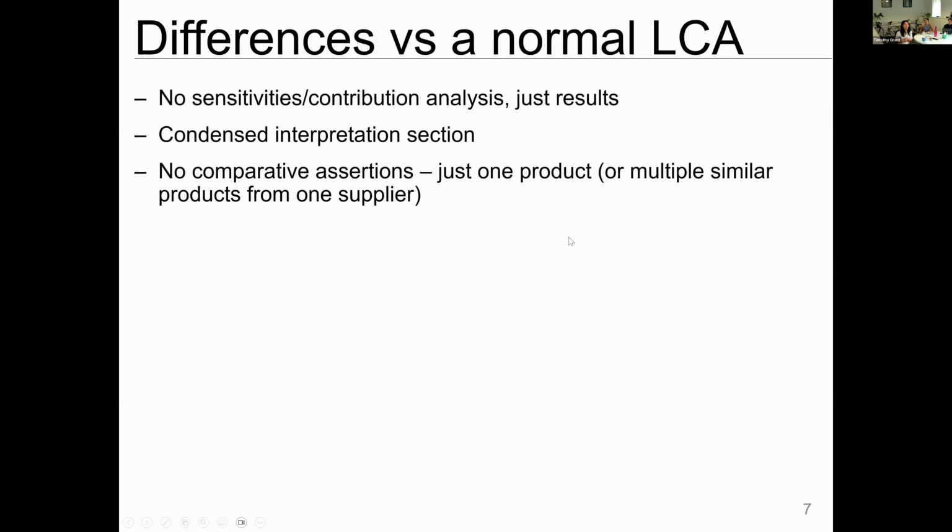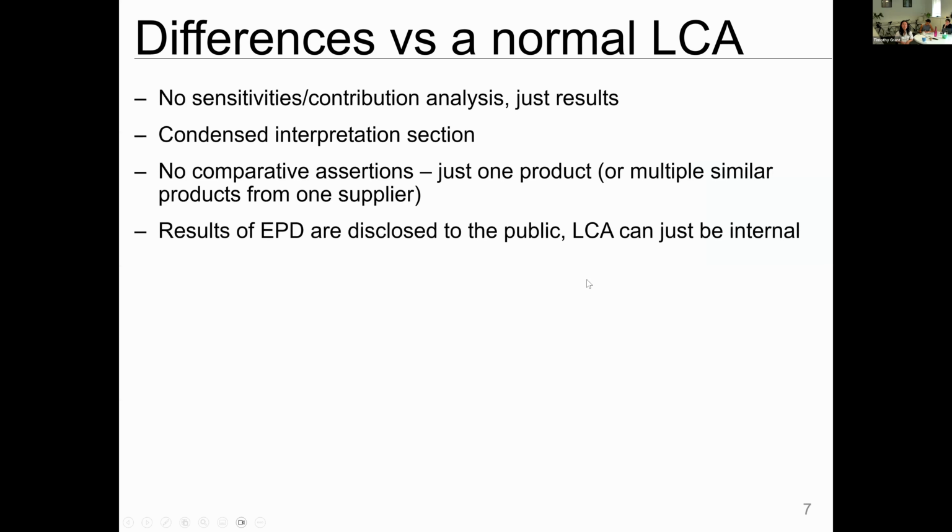So there's no comparative assertions in an EPD. You could have a comparative LCA, but an EPD is just for one product or multiple similar products from one supplier. So you wouldn't have one supplier have a range of their products in one EPD unless they're all pretty much the same. So like different kinds of concrete are similar enough, but say you sell concrete and doors and other construction materials, you'd have a separate EPD for each of those.